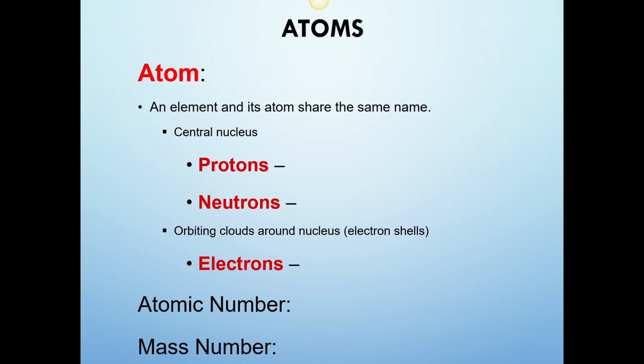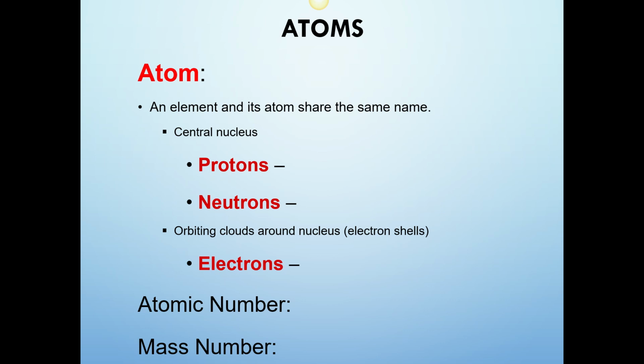So what is an atom? Well, an atom is a building block of matter. An element and its atom share the same name. An atom has a particular structure. There's a nucleus to the atom, and the nucleus contains protons and neutrons. Protons have a positive charge, while neutrons are neutral in charge. Protons are the positively charged subatomic particles located in the nucleus of an atom, while neutrons are neutral in charge, and they're subatomic particles located in the nucleus of the atom.